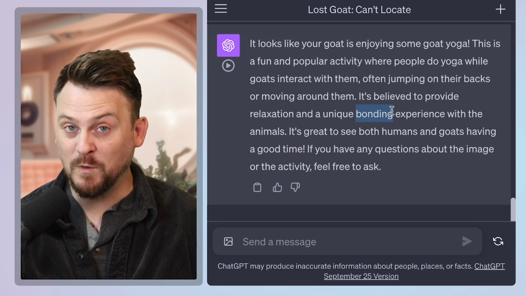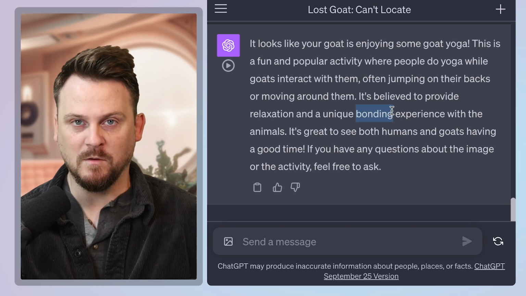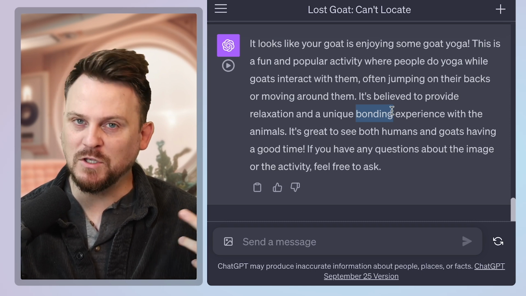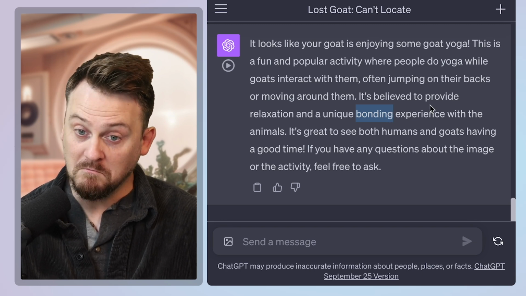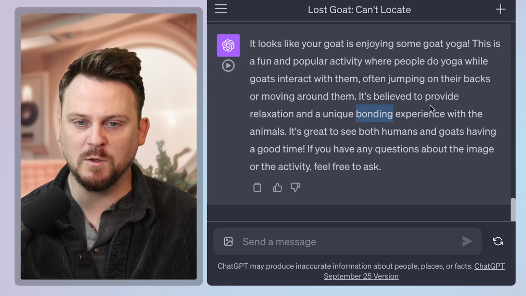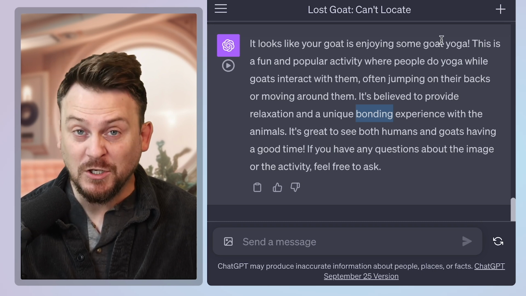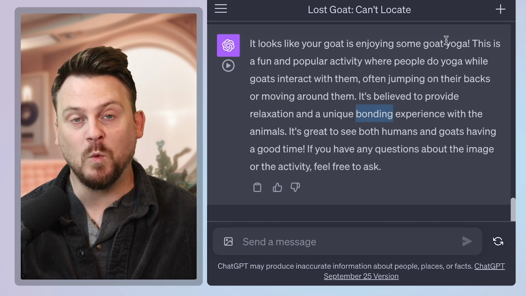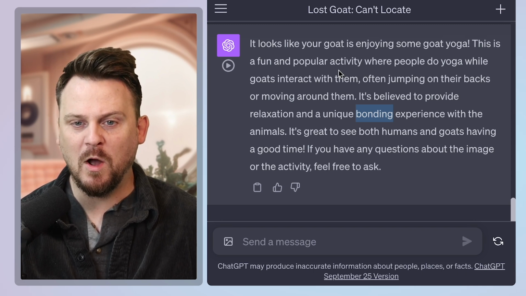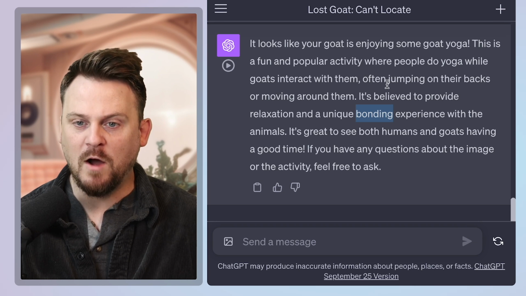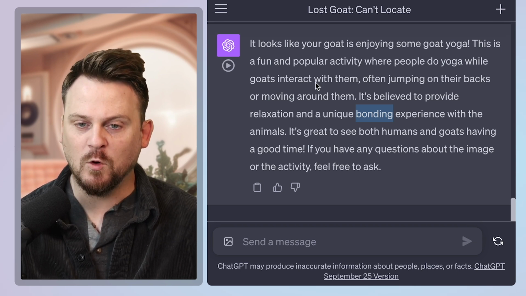That's one thing I might want to dive into a little bit deeper. Now, I could ask directly that question, or I could explore bonding and what it means and how it's used on a website like the free dictionary, right? Okay, maybe that's an interesting one to pick out. I also see here some interesting relationship aspects in the way this description is phrased. This is a fun and popular activity where people do yoga while goats interact with them, often jumping on their backs or moving around them. Okay, jumping on their backs or moving around them.